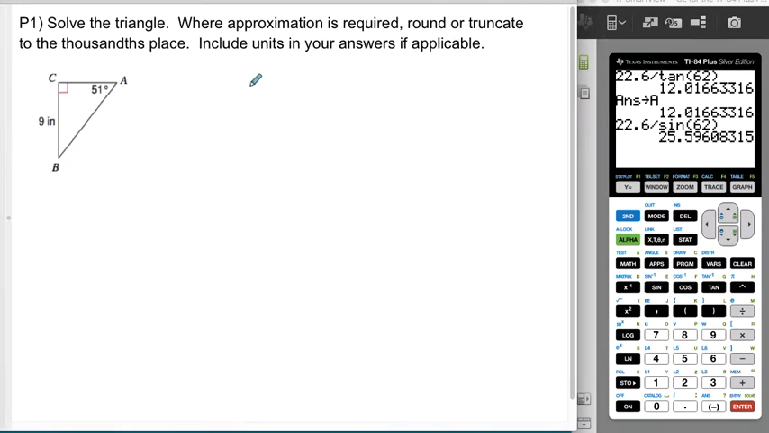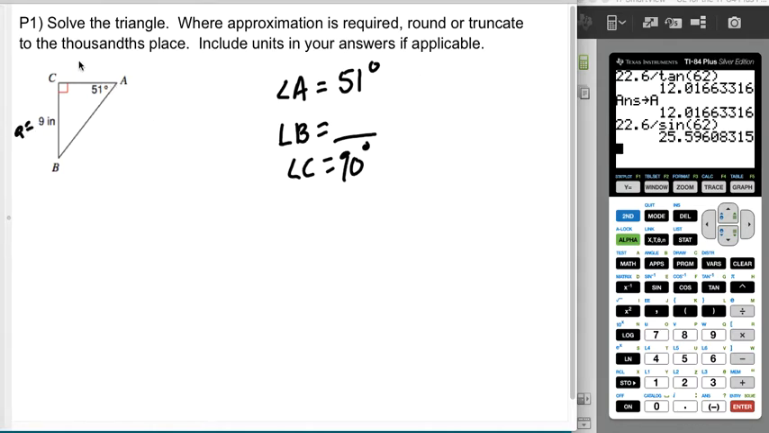All right, so you're going to go ahead and try one too. Again, I'm going to suggest that you make a list: angle B, angle C. So I know angle A is 51 degrees. I know angle C is a 90-degree angle. So the first thing I'm going to find is B. And if you list this, you know little a is 9 inches. You don't know little b, you don't know little c.